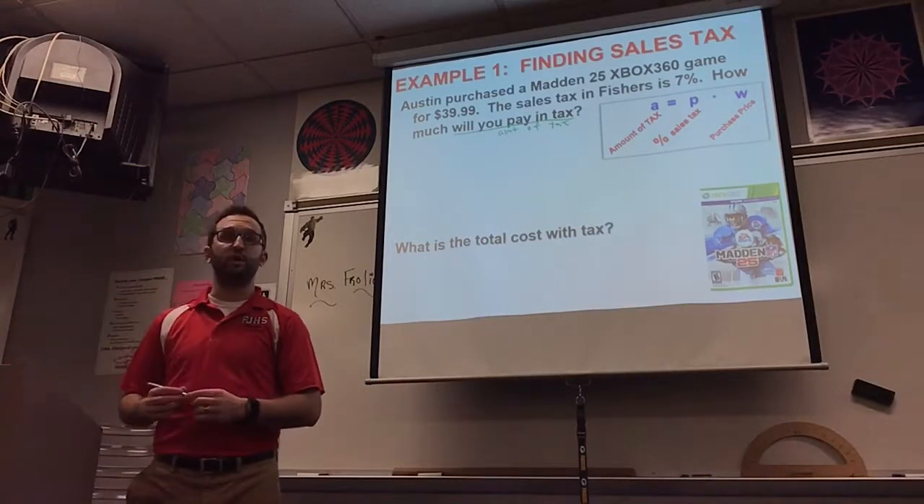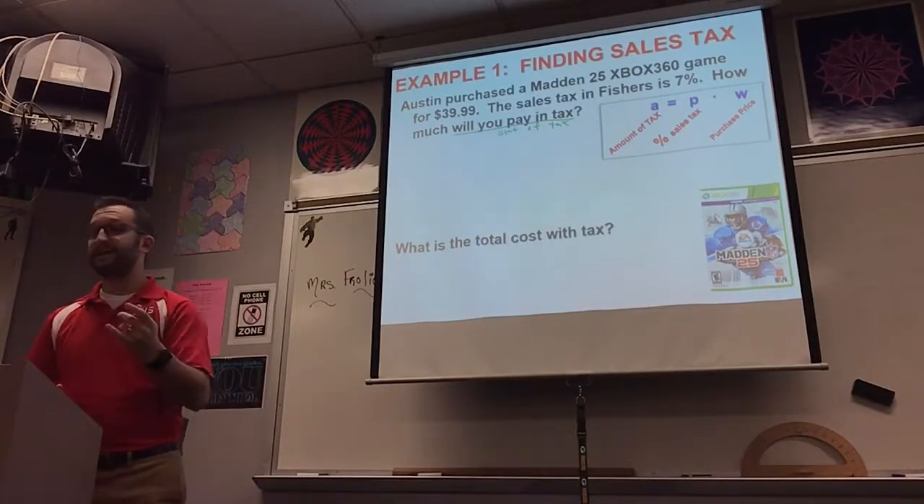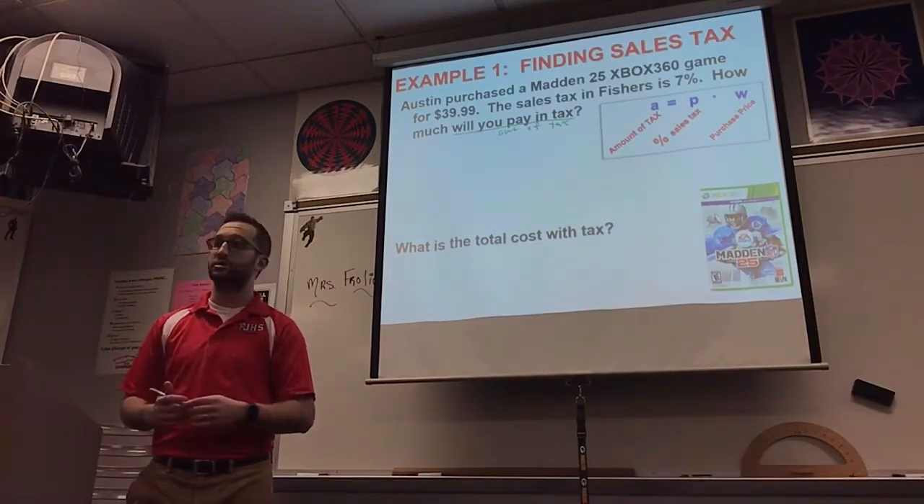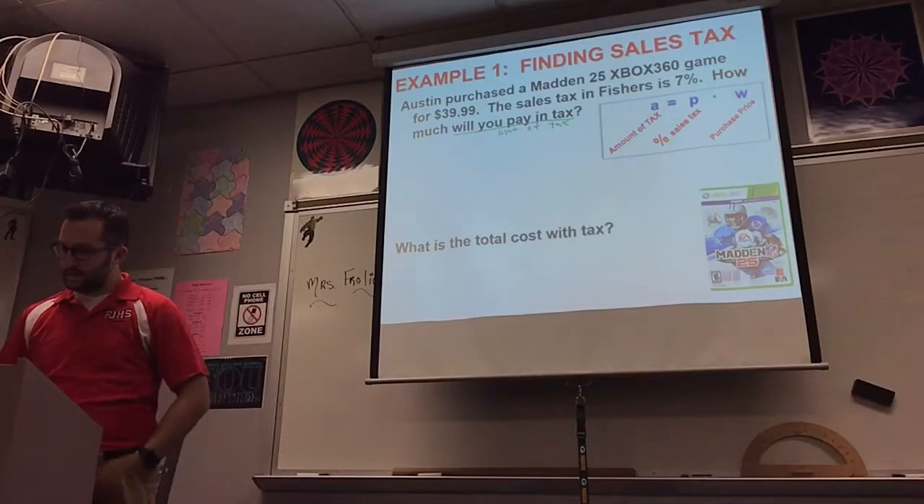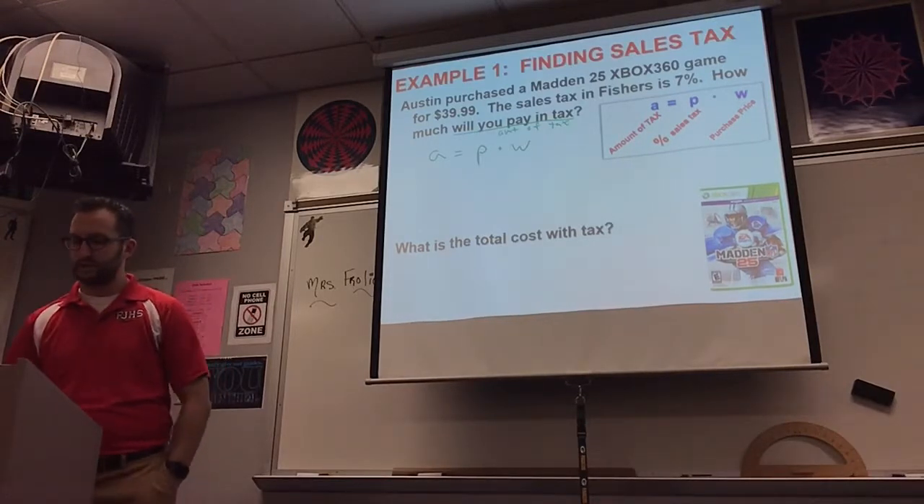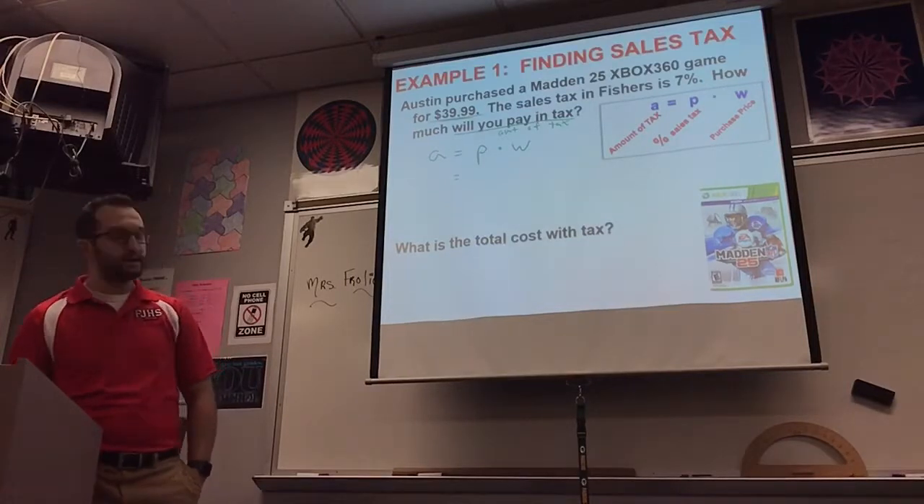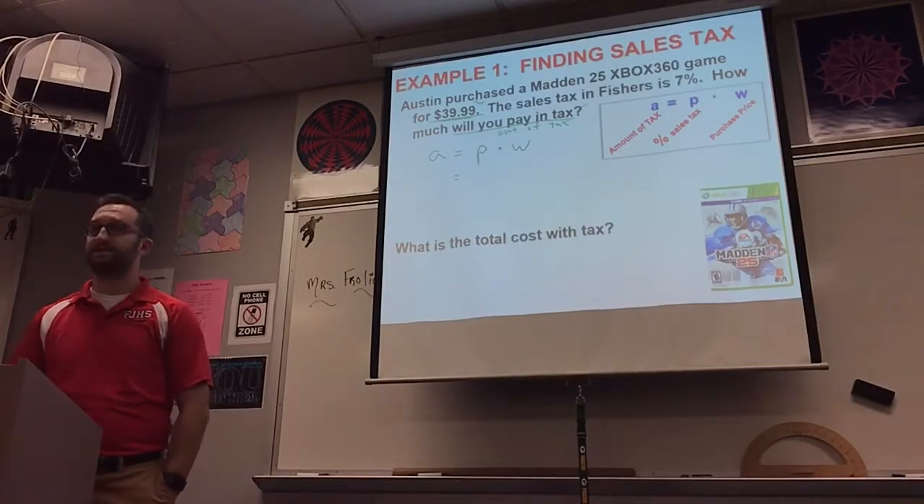Now, like I said, if you want to do the proportion, feel free to set up the proportion while I'm doing the equation. The next slide, I'll show you what the proportion will look like. So what I want to do is set up my equation: A equals P times W, where A is the amount of tax, P is the percent of tax, and W is the purchase price. So when I look at this number here, the $39.99, that's our W, because that's the purchase price.